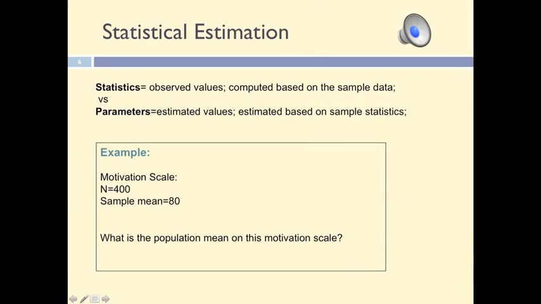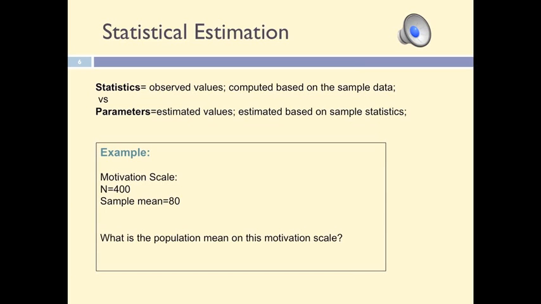Let's use our example to illustrate how to estimate a population mean based on the sample mean. Let's say that we selected a random sample consisting of 400 college students, and the mean score for our sample was 80. This mean of 80 is a statistic, a value that we can measure directly based on what we observe in the sample. The population mean, however, is a parameter because we cannot measure it directly. We can only estimate it based on what we observe in the sample.